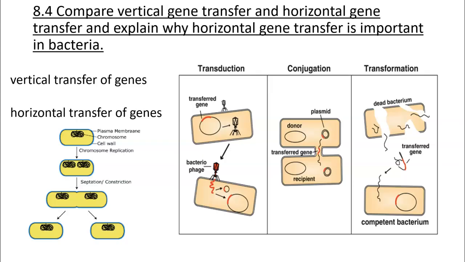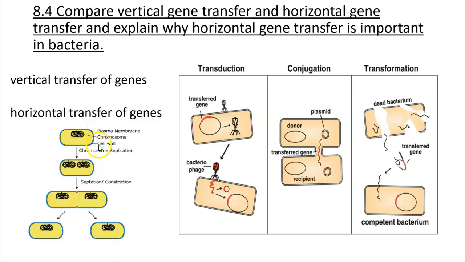So here we are on 8.4, and it says compare vertical gene transfer and horizontal gene transfer, and explain why horizontal gene transfer is important in bacteria. So remember, our genes are the instructions on how to make each protein, right? And so we have to transfer our genetic material, our genes, our genome, whatever, from one generation to the next.